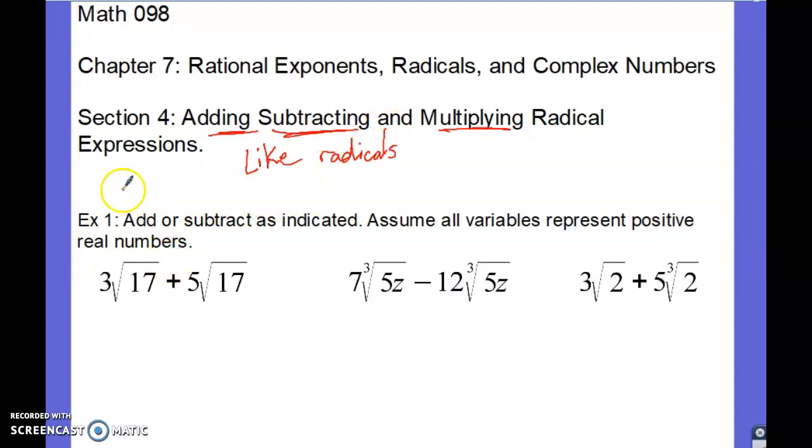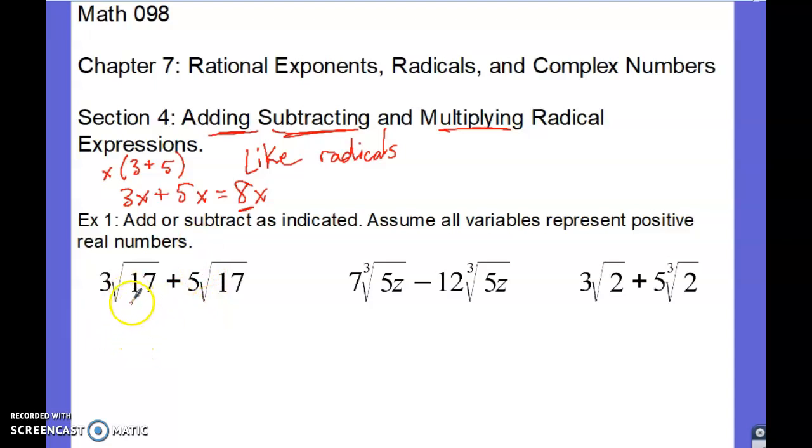For instance, I'm going to do this pretty straightforward. 3x plus 5x is equal to 8x. As a reminder, what you're technically doing is you're factoring out an x in the problem, and then you have 3 plus 5. 3 plus 5 equals 8. Well, it's the same thing for radicals. You can think about factoring out a root 17 and then adding the pieces together.